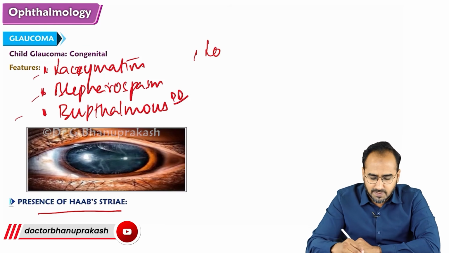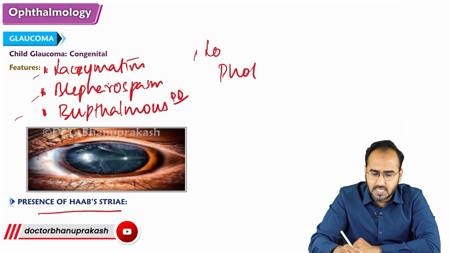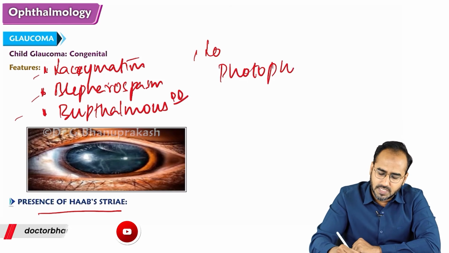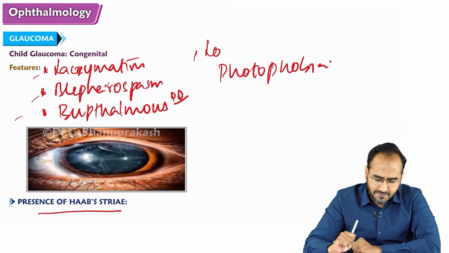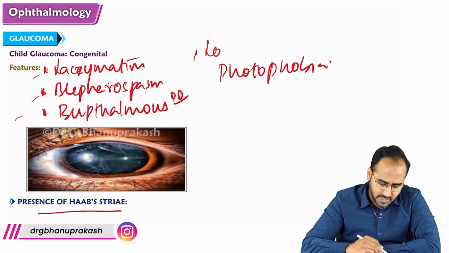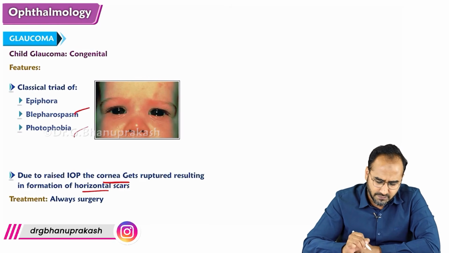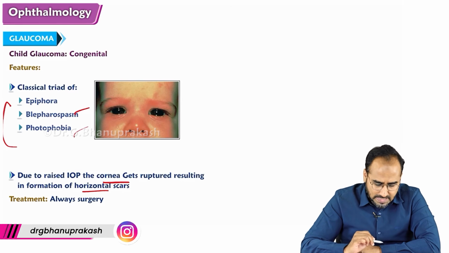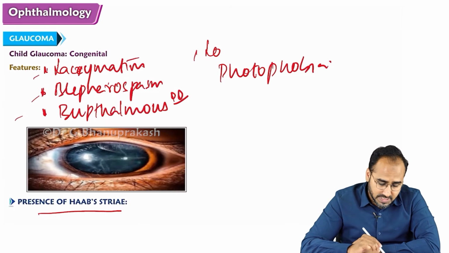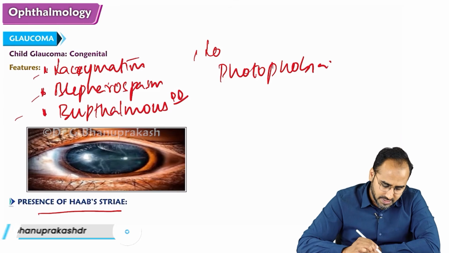So remember guys, in congenital glaucoma, the hallmark feature is what? Buphthalmos. With buphthalmos, you will see lacrimation, blepharospasm. You will also see photophobia. These are the features of what glaucoma? Congenital glaucoma. Right? Lacrimation, blepharospasm, photophobia, the classical triad of congenital glaucoma. Now guys, presence of what striae? Haab's striae. Vertical scars developing on the cornea are called Haab's striae.